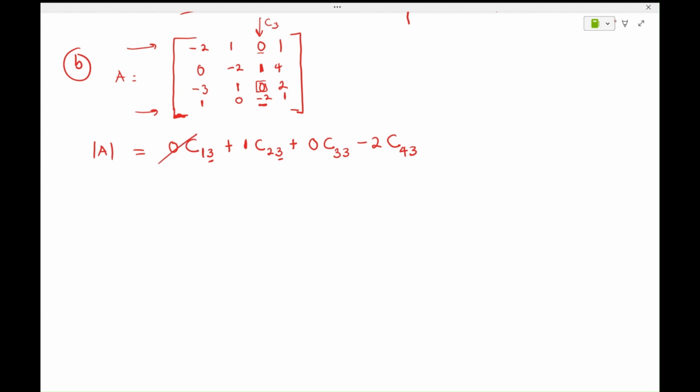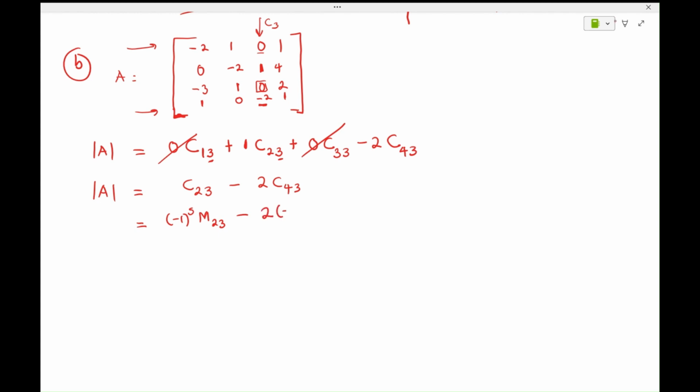So now you see why this is easy, because you have two zeros. It means this will go to zero and this will go to zero. So you will have only two terms to worry about. You have just C23, and minus 2C43. So you have only two terms. Then you proceed. You change it now to minor. This is going to be minus 1 to power 5, then M23. Minus 2.